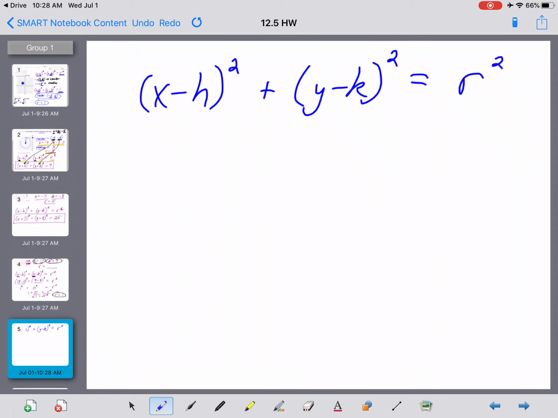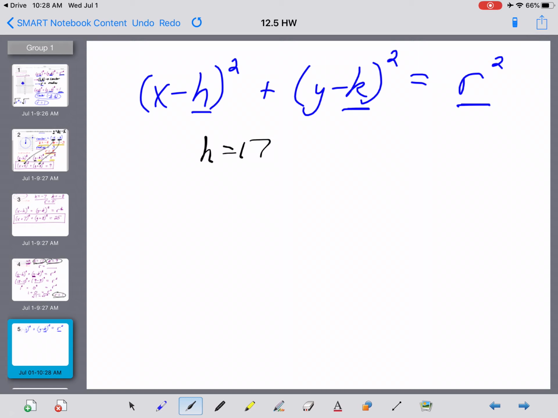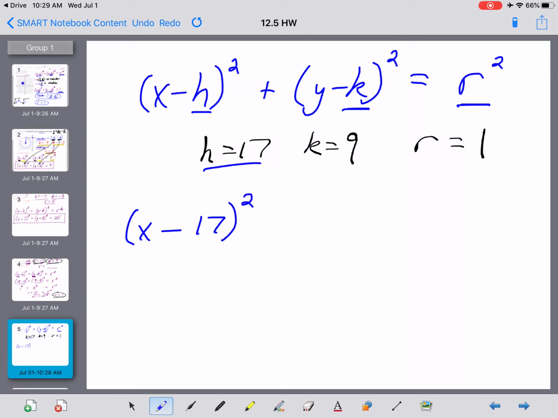To write the equation of a circle, we needed to know the values of h and k and r. And we now do, guys. We know that h was 17, k was 9, r was 1. Let me write those down. H was 17, k was 9, and r was 1. So let's put them all together, and we're going to get x minus an h value of 17, close it, and square it, plus y minus a k value of 9, close it, and square it, equals our radius, r, which is 1, and don't forget to square it, which in this case is still just 1.